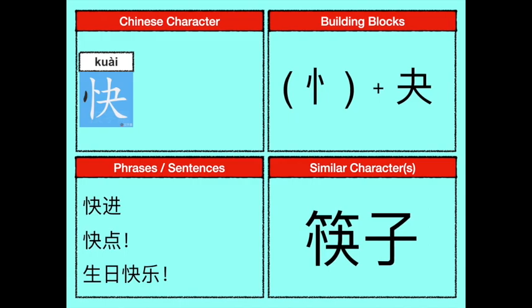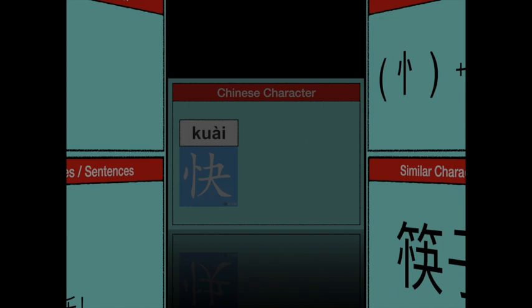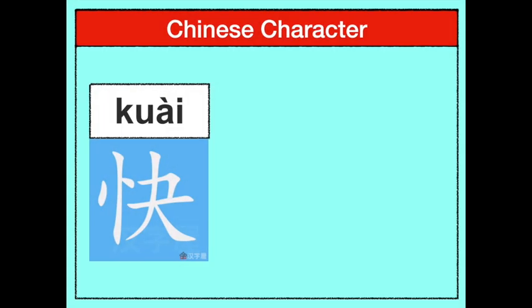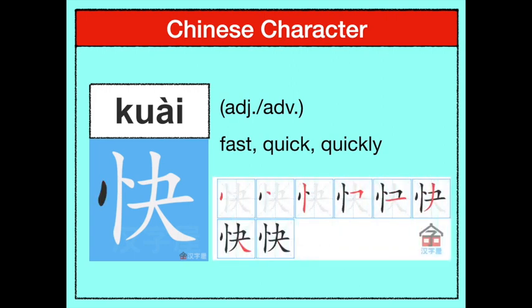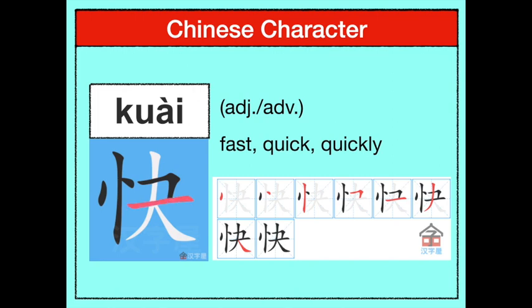Now let's look at the third word, 快. 快 is both adjective and adverb. It means fast or quick, quickly. Now let's look at the stroke order. 竖，点，竖，横折，横，撇，那.